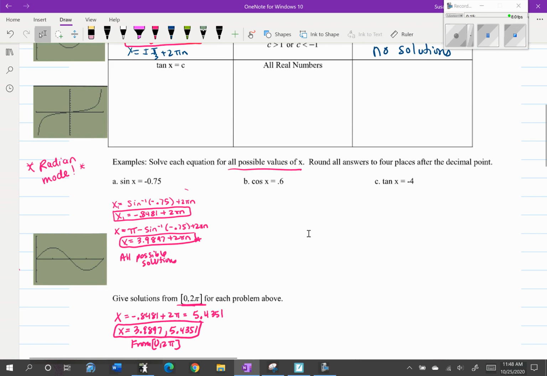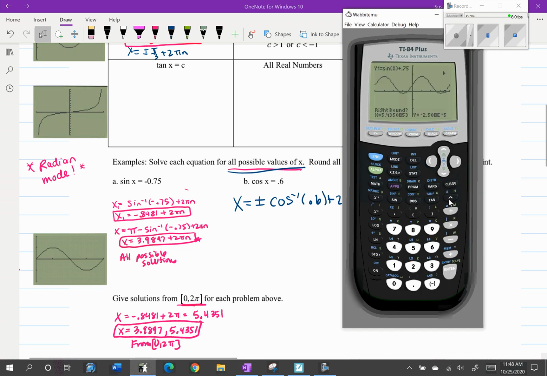So down here, if I want to solve this, I would say since 0.6 is in between -1 and 1, we know we're going to have two solutions. So x is equal to plus or minus the cosine inverse of 0.6 plus 2 pi n, all our coterminal answers, because we're finding, again, all the possible values of x. So all I have to do is plug this into my calculator.